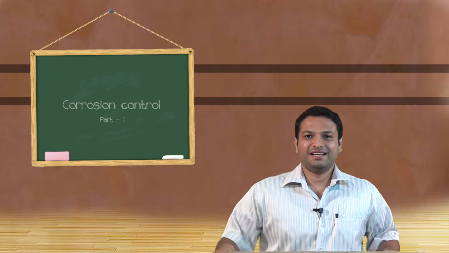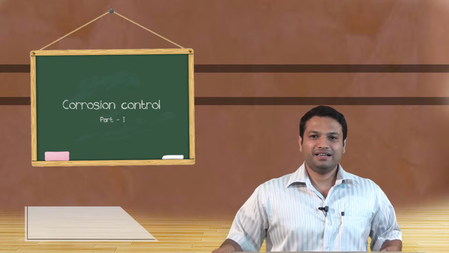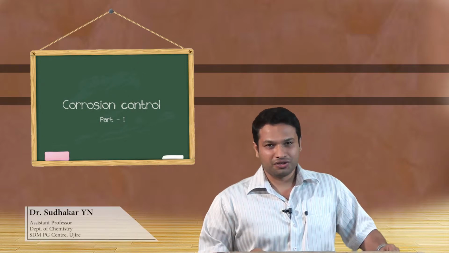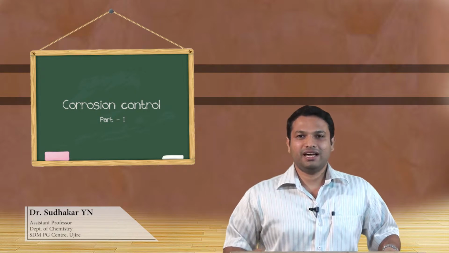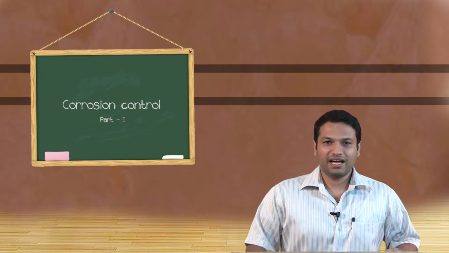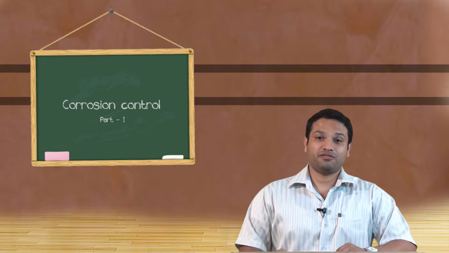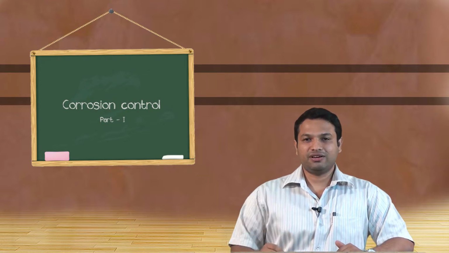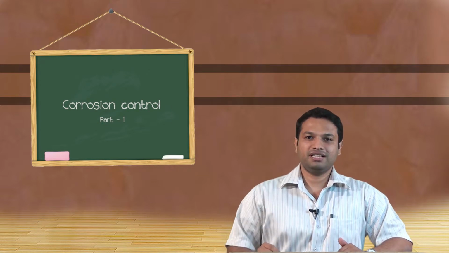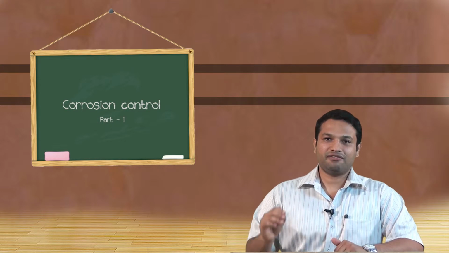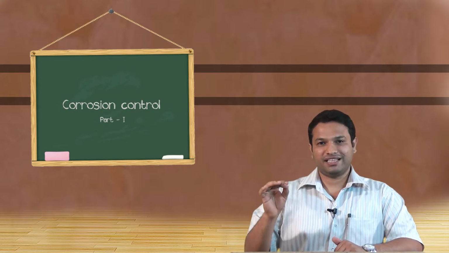Hello students, last class we studied corrosion, the definition of corrosion, how corrosion occurs, and the two theories involved in them, and also the types of corrosion. Let me recall: the types of corrosion are differential metal corrosion, differential aeration corrosion and stress corrosion.